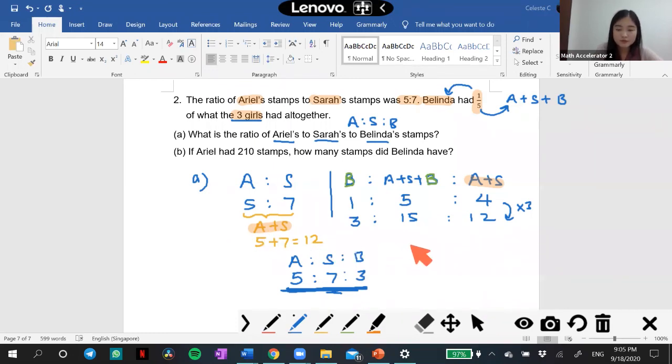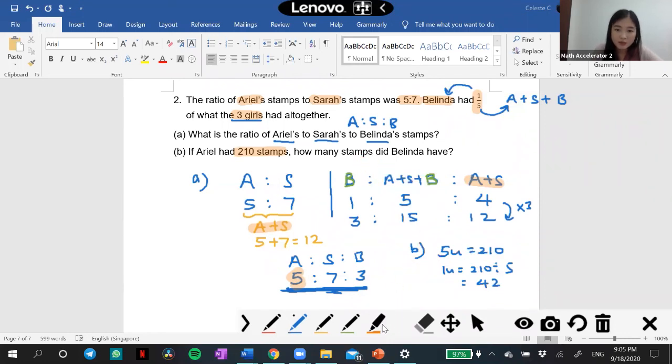Okay, part B. If Ariel had 210 stems, how many stems did Belinda have? Right, Ariel is 5 units. Okay, thank you. 5 units is 210. What is 1 unit? You can divide by 5. Okay, thank you. 42. Yes, correct. 210 divided by 5, you can get 42 for 1 unit.